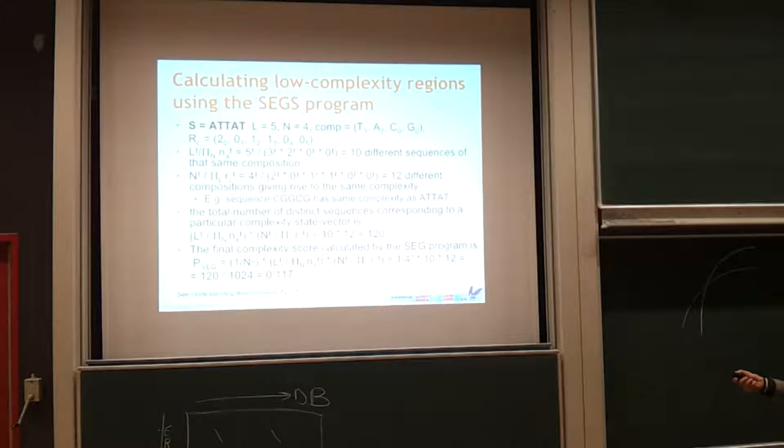So that means if we have now 10 different sequences of the same composition and you can build 12 to give them the same complexity, in fact, the total number of distinct sequences according to this example is 10 times 12. What fraction is this out of all possible sequences? How many possible sequences are there, you think? Do you see that number somewhere? Alphabet size is 4, n is 4. How many possible sequences, DNA sequences, are there if you have a length L of DNA?